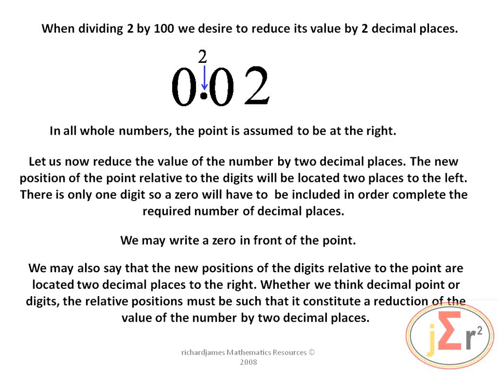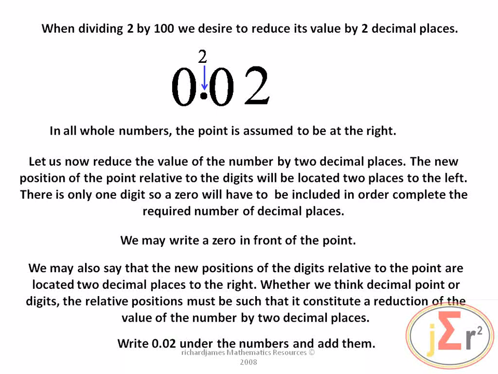So some may say the position of the digits relative to the point, and some may say the position of the point relative to the digits. The movement or the assumed relocation of the digits or the point is always relative. So if one is pushed in a direction to the left, then the other automatically is placed in a direction to the right. So it doesn't really matter.